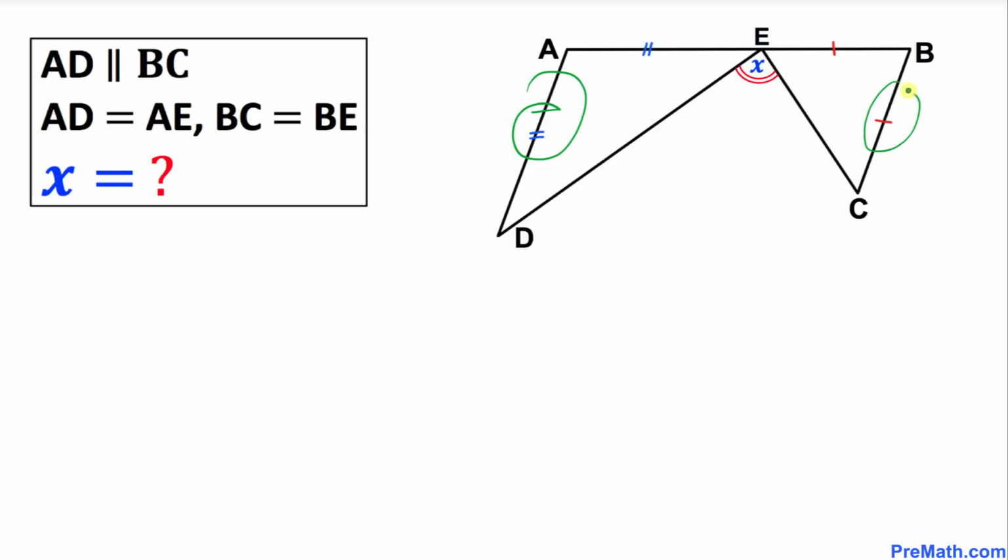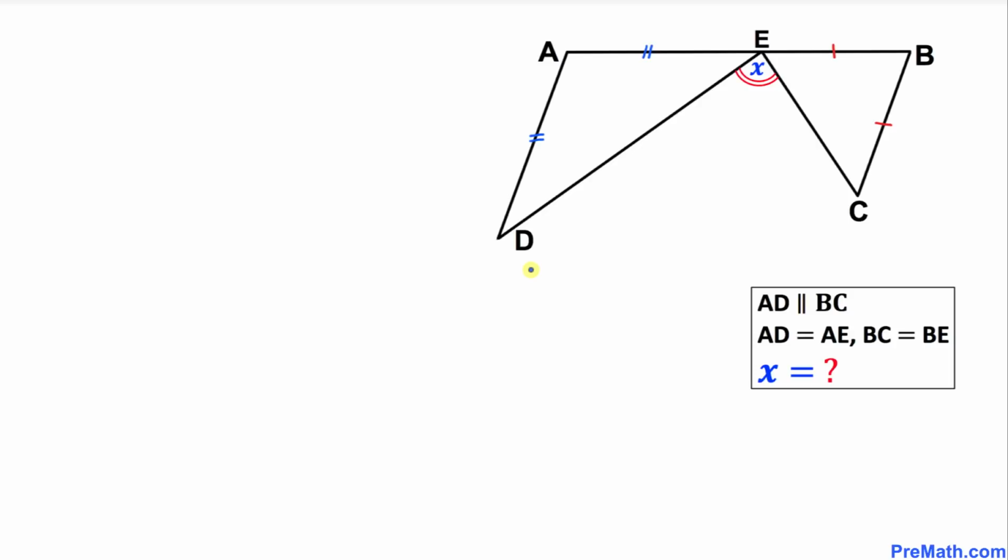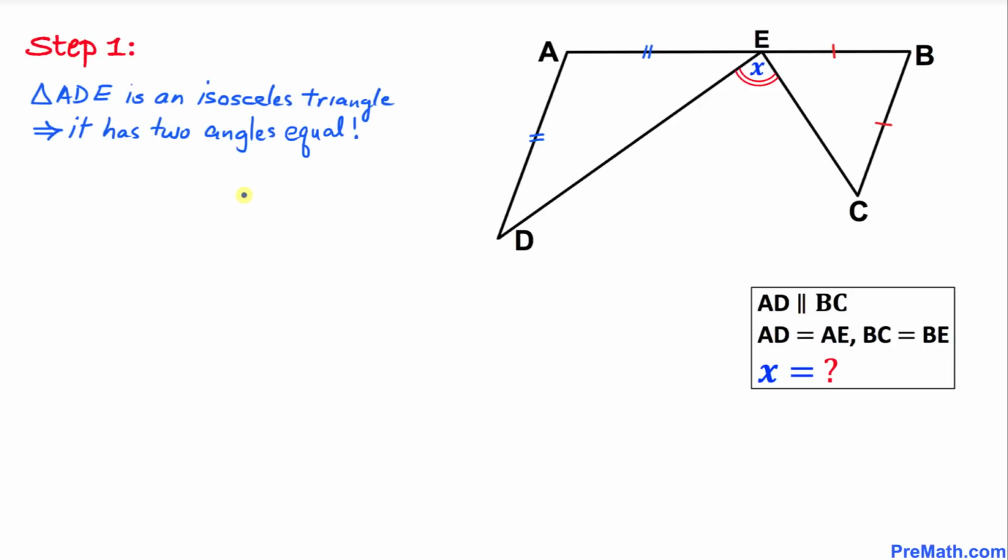In this video tutorial, we have got this figure in which side AD is parallel to BC, and moreover line segment AD is equal to line segment AE, and line segment BC is equal to line segment BE, and we are going to calculate the value of this angle X. So let's go ahead and get started with our solution. And here is our very first step.